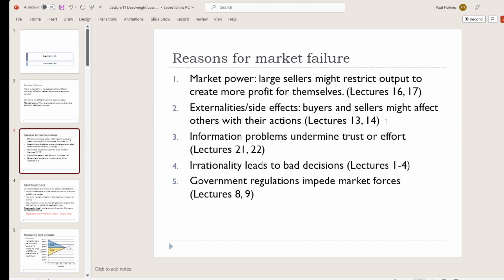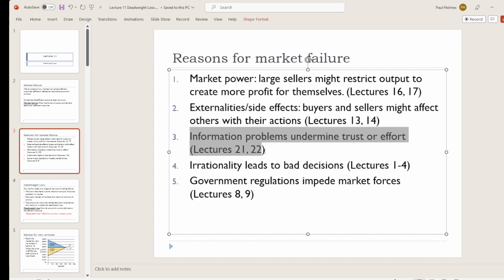Very soon after our next lecture, in lectures 13 and 14, we'll start looking at externalities. Externalities is the fancy economics term for side effects, essentially. When we engage in some market activity, we may affect not just the buyer and the seller, but there might be some third party that's affected. And if those third parties' preferences aren't taken into account, then that can lead to an inefficient outcome, market failure.